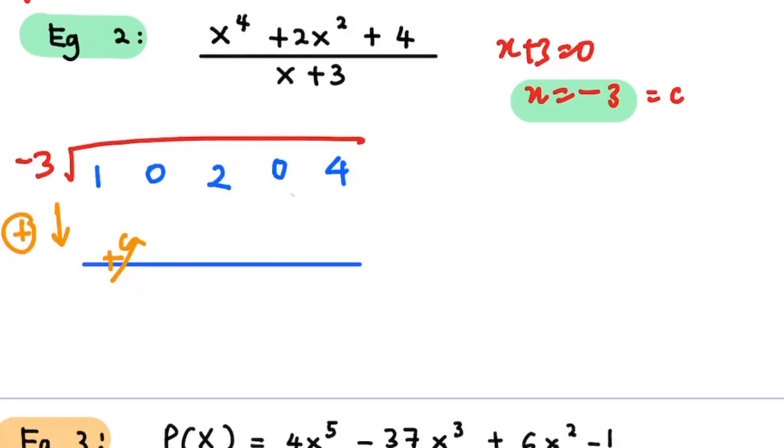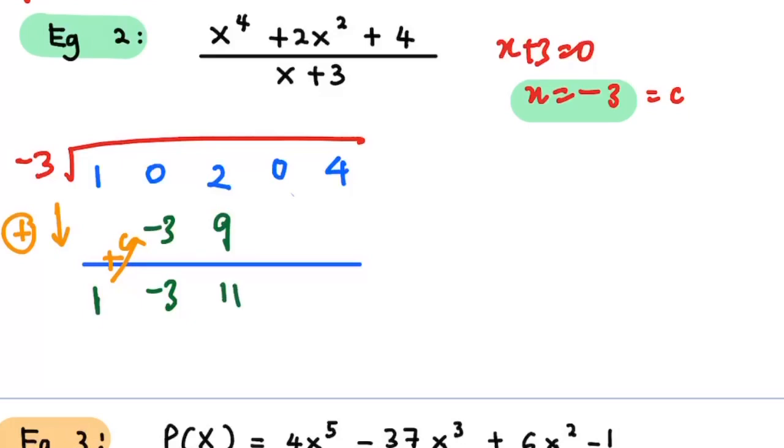1 plus 0, this is equal to 1. And then 1 times minus 3, this is equal to minus 3. So 0 plus minus 3 going down is plus, this is minus 3. And then again, minus 3 times your c, minus 3. So this is equal to 9. And then add them up, 9 plus 2.